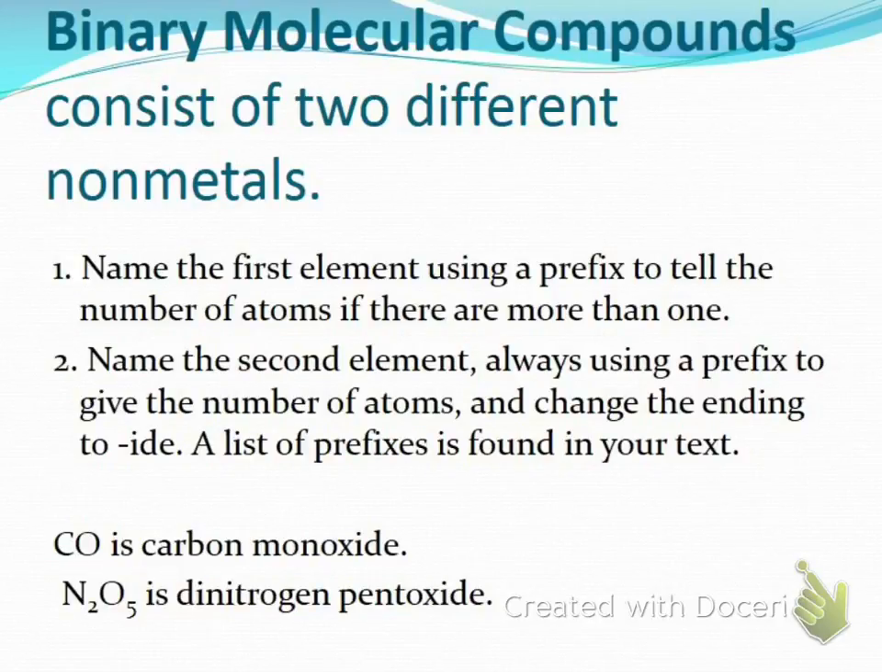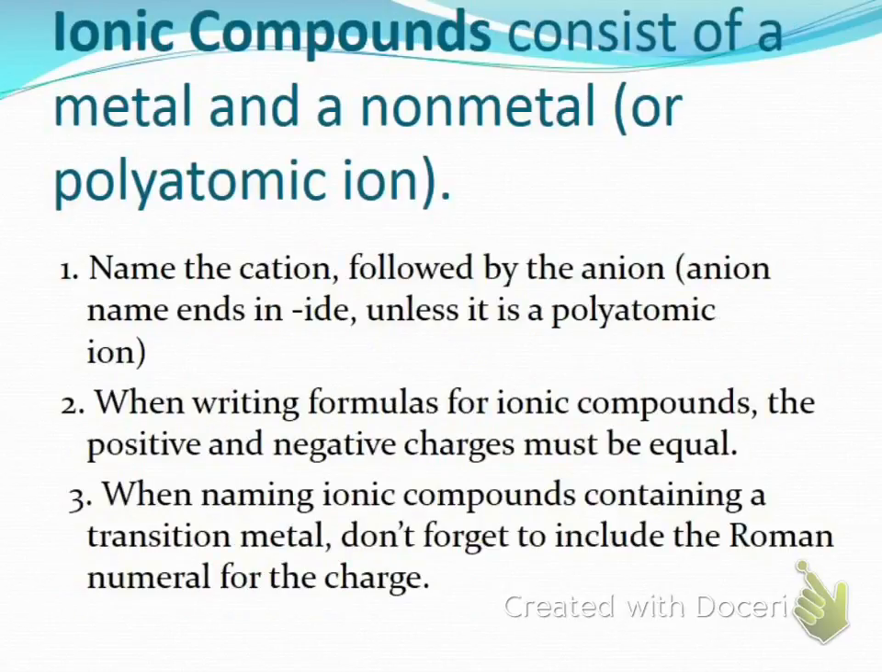Binary molecular compounds are 2 different nonmetals. Remember, the first element keeps its name. It only gets a prefix if there's more than one. The second element always gets a prefix, and its ending is changed to -ide. Does everybody remember the prefixes? Do I need to go over them, or do you remember mono, di, tri? If you don't, they're in your book, but if you need me to list them out for you, I can. So we have carbon monoxide, we have dinitrogen pentoxide. If you just said carbon oxide, it would be wrong. You have to put mono even when there's one on the second element. It always gets its prefix.